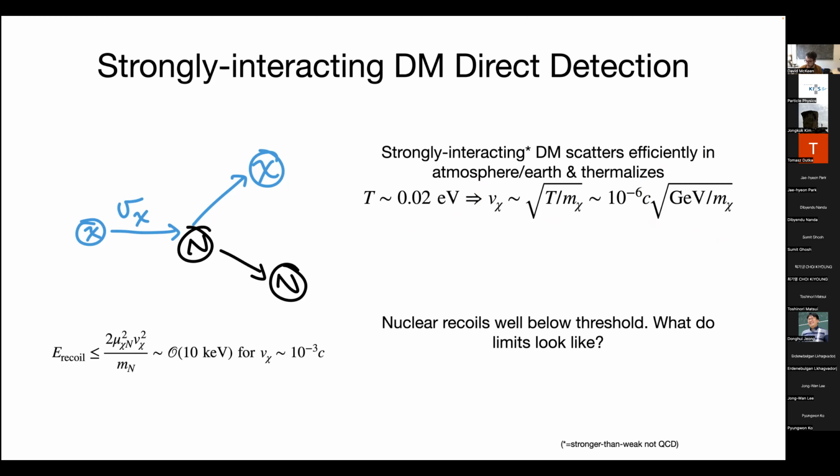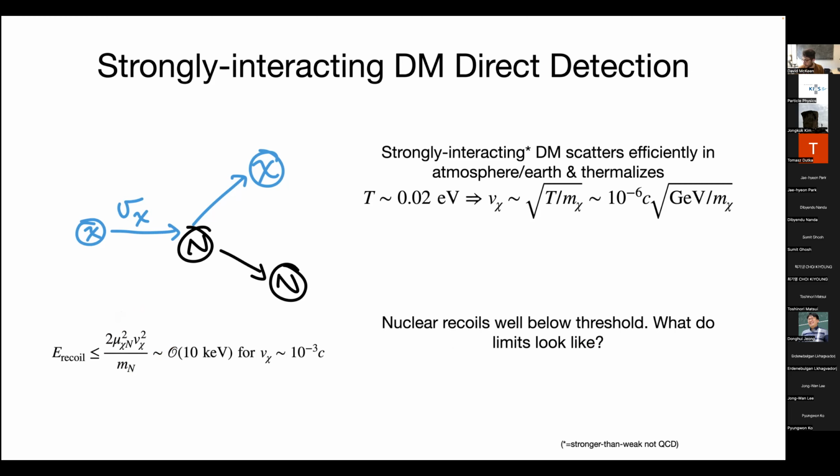And so the recoil energy that these dark matter particles would impart in a direct detection experiment is down by a factor of 10 to the 6 compared to the standard weakly interacting dark matter particles, because of this velocity squared. So in other words, if we have such dark matter, the nuclear recoils are well below any conceivable threshold for these direct detection experiments. So what do the limits look like in that case?